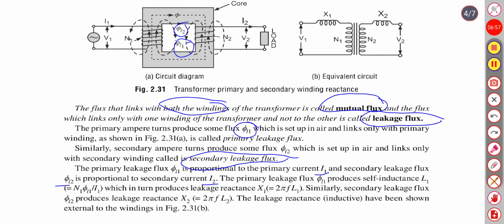The primary leakage flux phi L1 produces self-inductance L1 equals N1 phi L1 upon I1, where I1 is the current, which in turn produces leakage reactance X1 equal to 2 pi f L1. Similarly, secondary leakage flux phi L2 produces leakage reactance X2 equal to 2 pi f L2. The leakage reactances have been shown external to the winding. This.